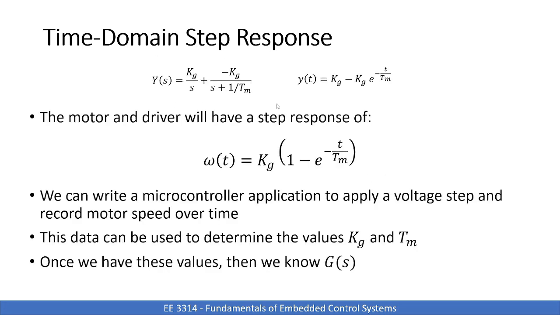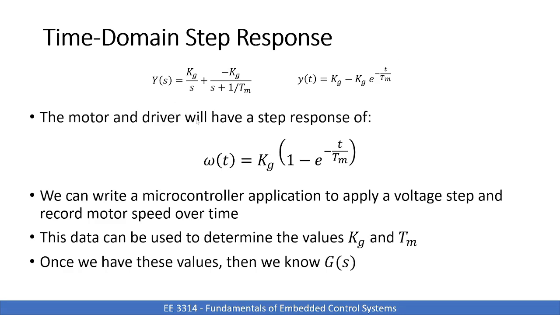So if we write that out up here, we've got kg over s plus negative kg over s plus 1 over Tm. And we can do the inverse Laplace transform of this, and we get y of t equals kg minus kg e to the minus t over Tm. So this is something we would expect to see, right, for a first order step response. We'd expect this to be some sort of an exponential. So that's what we have.